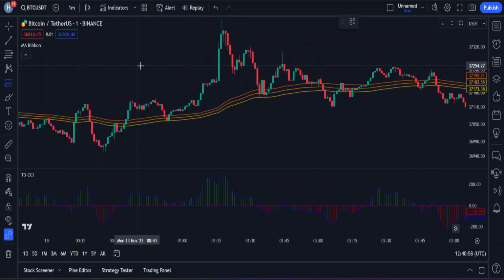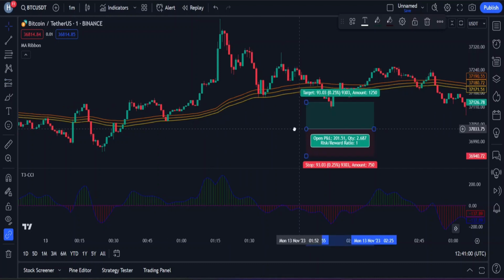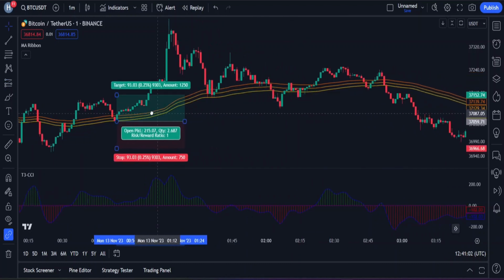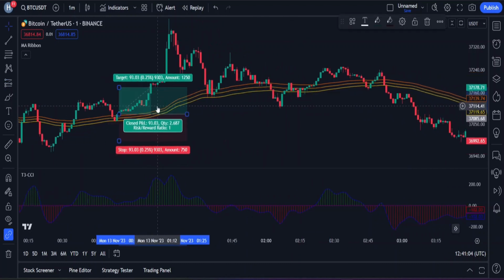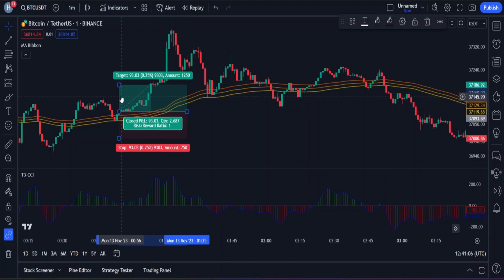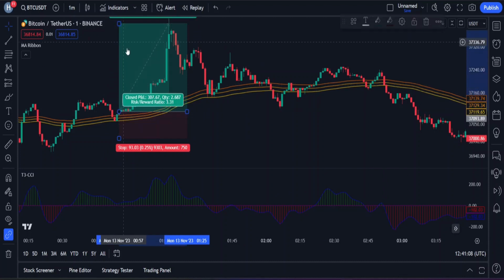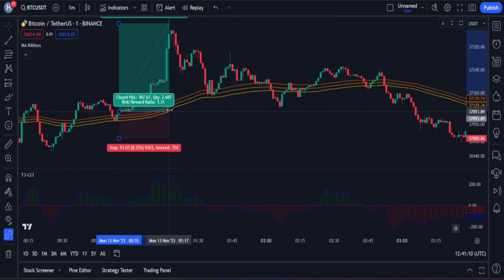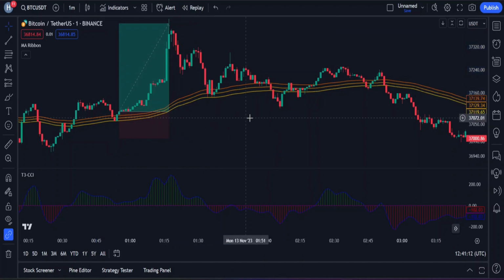By the help of this strategy, we want to catch the turning point of the market where a new trend forms. For example, here we can see the price closes above this zone. So this is a signal to open a buy position. So we can open a buy position here at this candle.